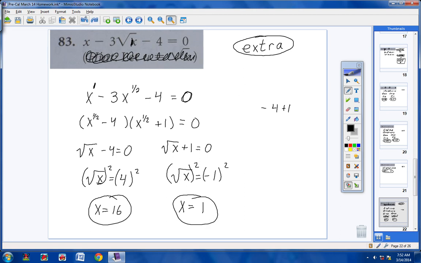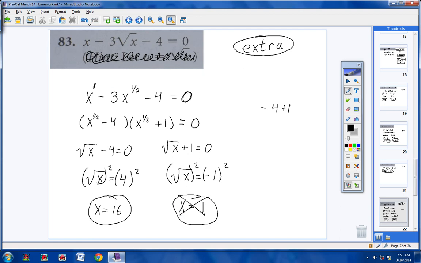But when you put the 1 in right here for x, it doesn't work. Put a 1 here and put a 1 here and watch what happens. The square root of 1 is 1, times 3 is negative 3. So I have 1, negative 3 minus 4. That doesn't give me 0. So this answer here does not work, so you do not include it.